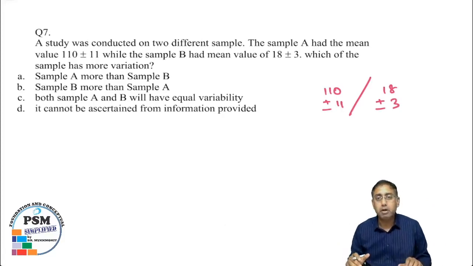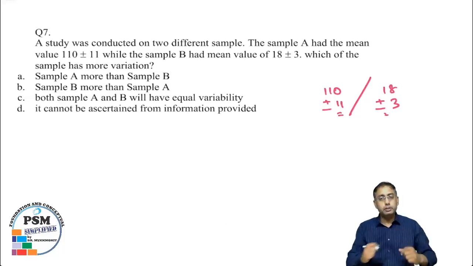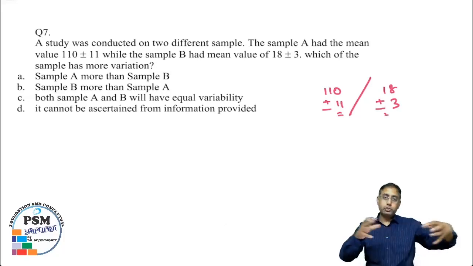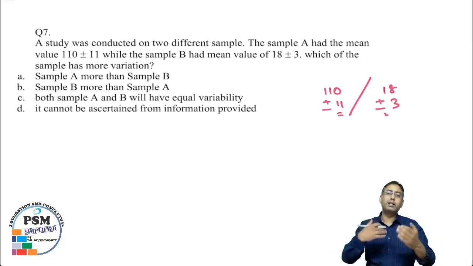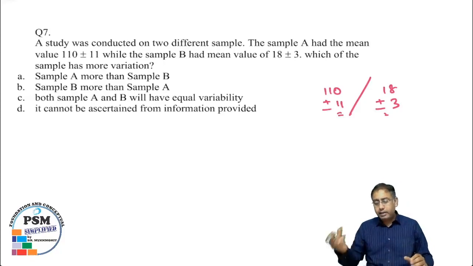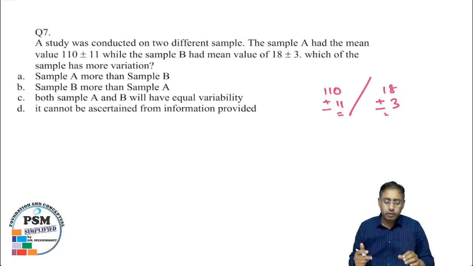I don't know. How would I know? See, the standard deviation for 110 is too much. But the mean was also 110. So anything which has normal values as 110 plus minus 11 is okay. 18 plus minus 3 is also okay. I don't know. So how to attempt this? This was a very simple question.